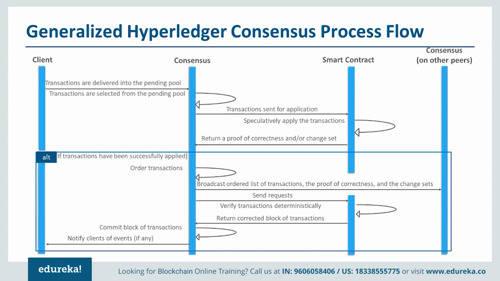These other peers are known as committer peers. And these peers, where you are running this smart contract, are known as endorser peers. And this is how you notify the events to various clients or applications that are there. So the generalized Hyperledger consensus process flow.